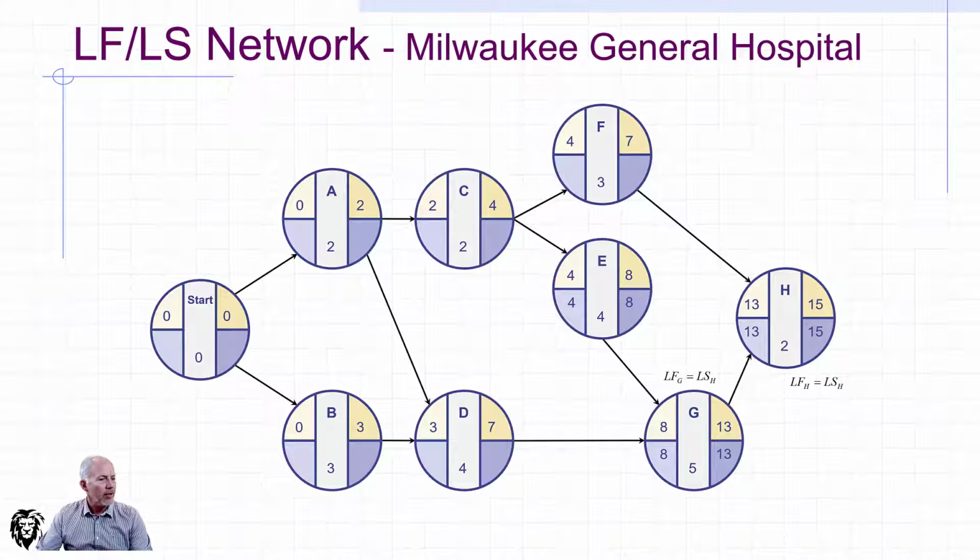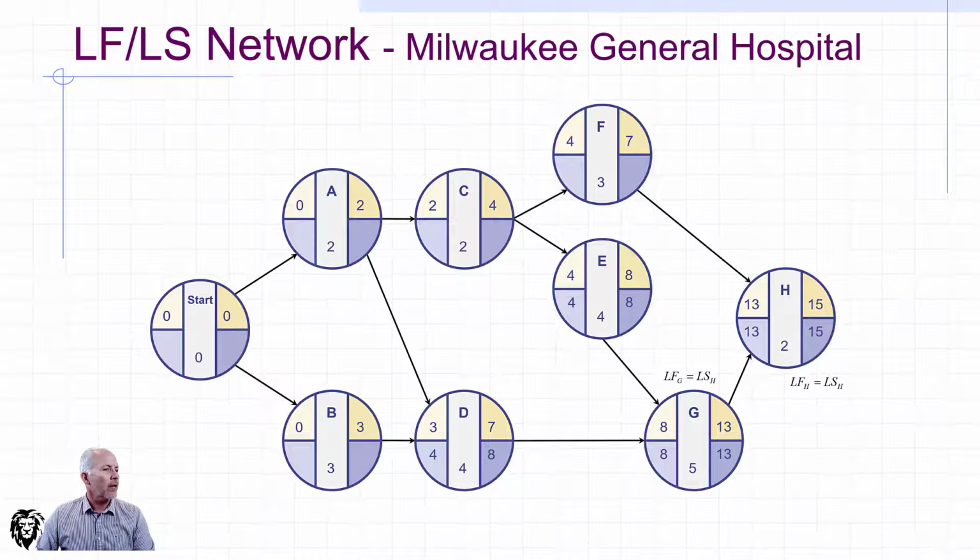In D, we only have a single successor again, so we can take the 8 from the latest start of G and bring it over as the latest finish of D, subtract its duration, and get its latest start. The terminology, tripping all over it all the time. So we've gone quite a ways there.